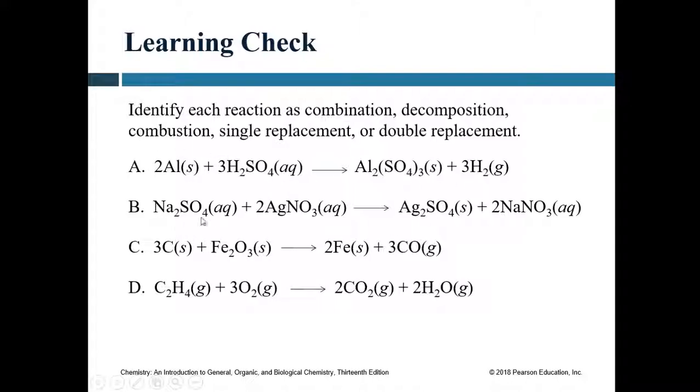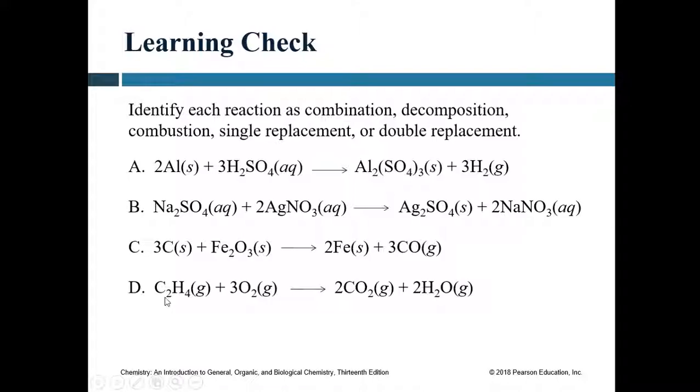All right, B. We have a compound and we have a compound, and notice the sodium hooks up with the nitrate and the silver hooks up with the sulfate. So obviously there are two items there switching places, double replacement. Now here we have our carbon and we have our rust, our iron 3 oxide. And when we see here, our carbon goes in and kicks out the first item. So this is an example of a replacement reaction. However, it is only one item, a single replacement.